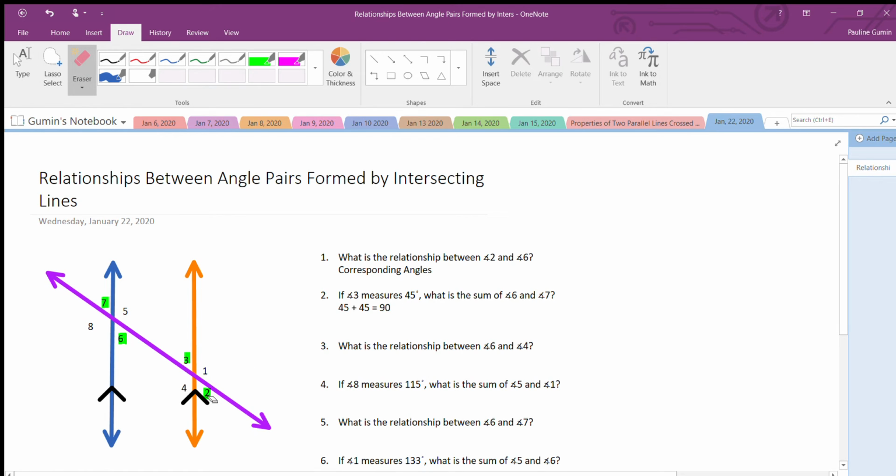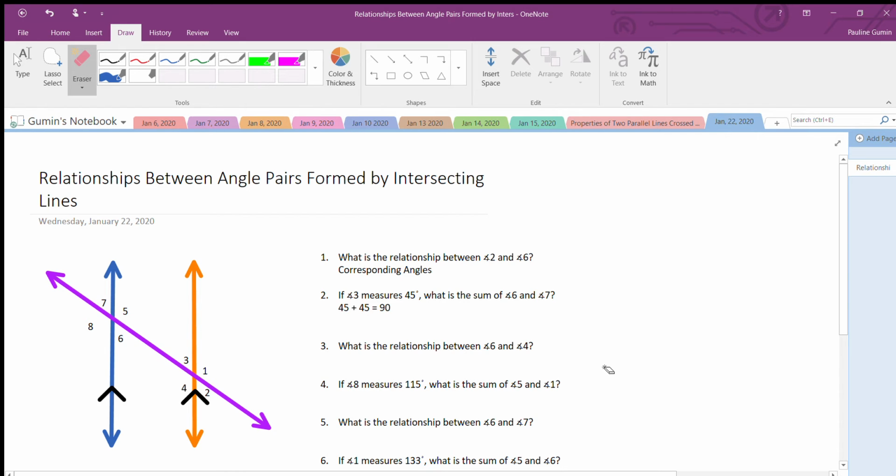Perfect. Erase these little green things, hopefully not the actual lines or numbers. I hoped wrong. Come on, you can do this. You can do this, Miss Gooman. I did it.